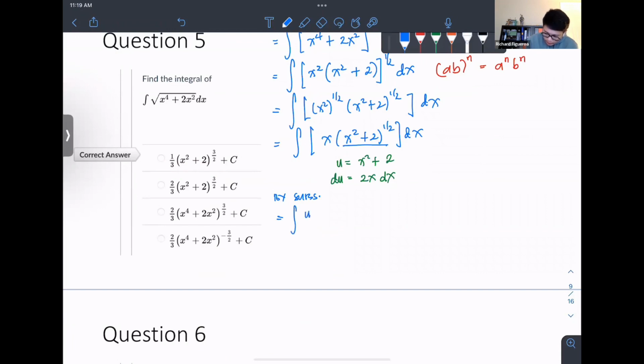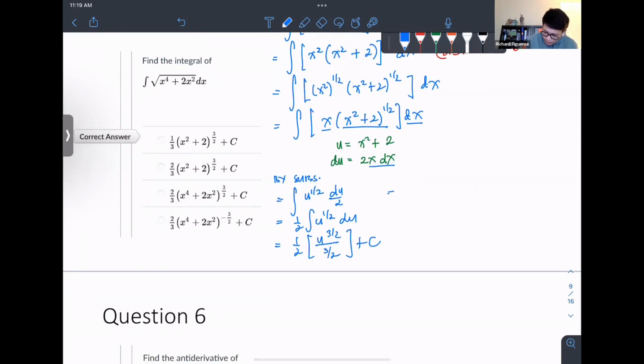Integral of u raised to 1/2, 2x dx. What we only have is x dx. So this x dx is in excess of 2, so I'll have du all over 2, or that would just be 1/2 the integral of u raised to 1/2 du. Therefore, this would be 1/2 times u raised to 1/2 plus 1, 1 plus 2 is 3, u raised to 3 over 2, all over 3 over 2, plus c.